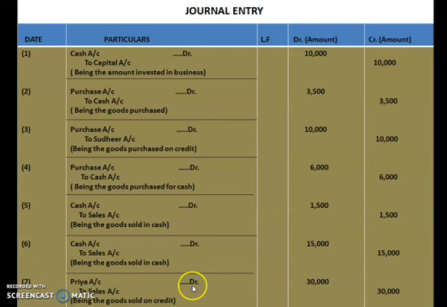Priya account debited to sales account 30,000. See, if cash is received, you will write cash. If it is a credit sale, you have to write the name of the party. Same way, if it is a credit purchase, you have to write the name of the party, being the goods sold on credit. So this is how the journal entry is prepared.